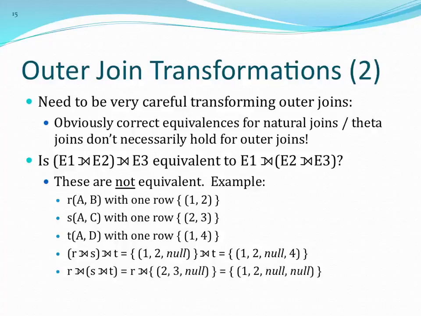Okay, so everybody see? These things are not equivalent, so when we're doing our join ordering and trying to come up with an optimal plan, we can't just assume that outer joins can be rearranged, which is really, really frustrating. Now, what's interesting is that different databases actually have different ways of figuring out join ordering with outer joins.